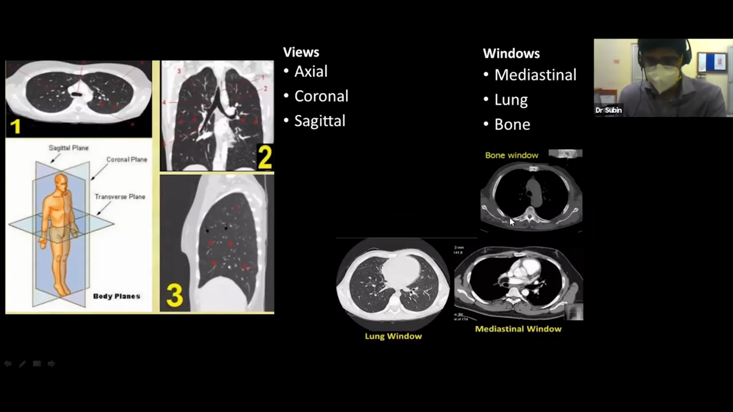This is a bone window where the bone becomes more apparent and lesions in the bone are seen better. This is the lung window. These are all settings which you can make on the monitor itself. In the lung window, you'll be able to see the lung vessels, lung nodules, lung parenchyma, and the interstitium better. Then there is the mediastinal or soft tissue window, where you'll be able to make out the soft tissues much better. So for evaluation of each of these structures, use these different windows.